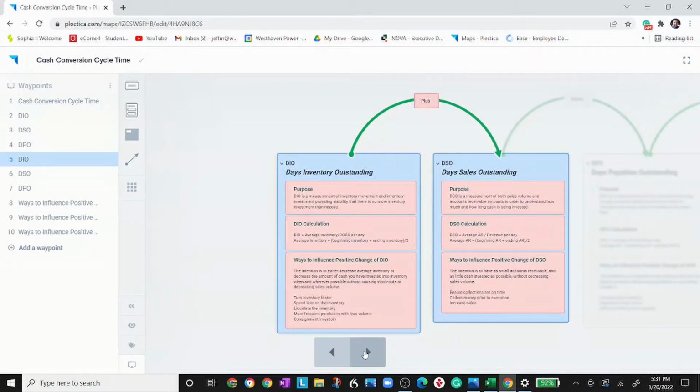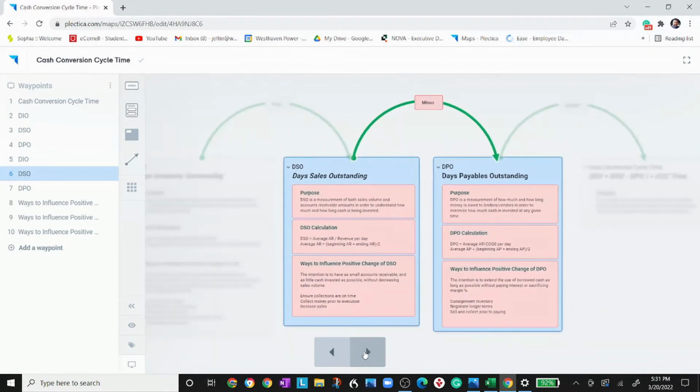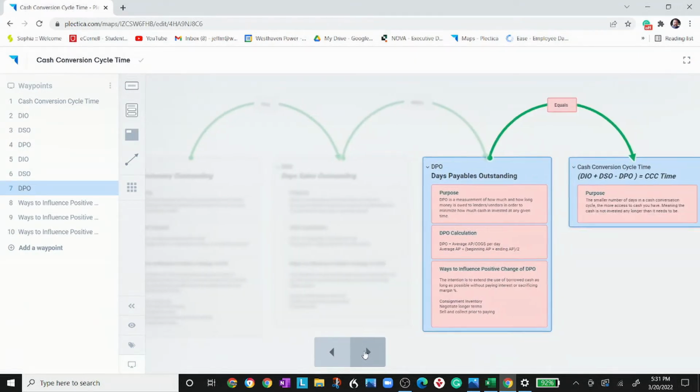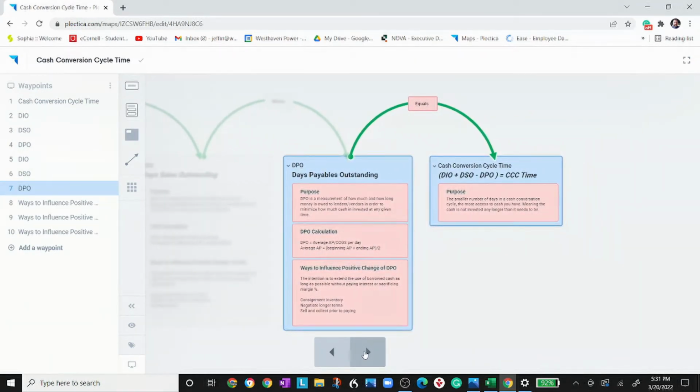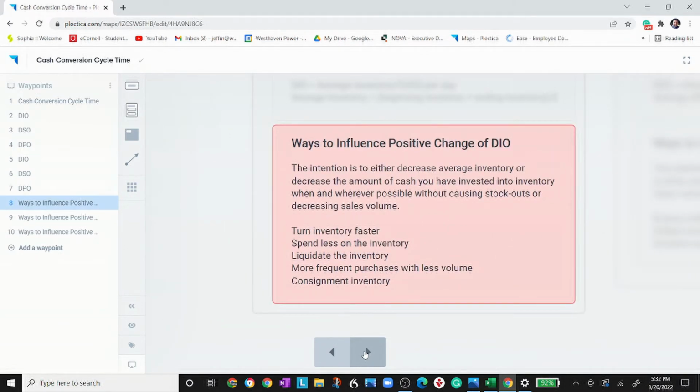So the calculation is, again, days inventory outstanding plus days sales outstanding minus days payables outstanding equals the cash conversion cycle time in days. Within each one of these areas, there's ways to influence positive change.